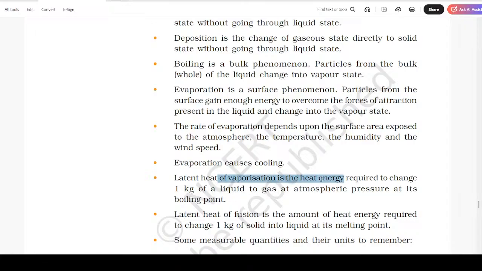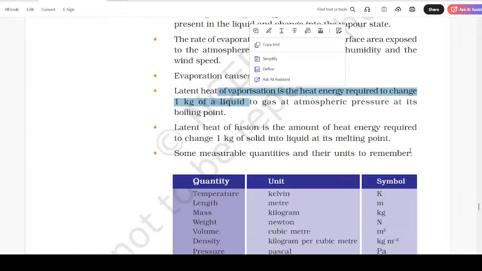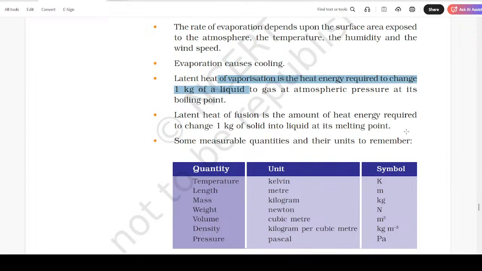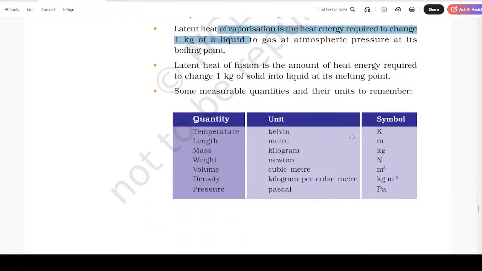Latent heat of vaporization is the heat energy required to change 1 kg of liquid to gas at atmospheric pressure at its boiling point. Latent heat of fusion is the amount of energy required to change 1 kg of solid into liquid at its melting point. Some measurable quantities and their units of measurement: temperature, Kelvin; length, meter; mass, kilogram; weight, Newton; volume, cubic meter; density, kilogram per cubic meter; pressure, Pascal.